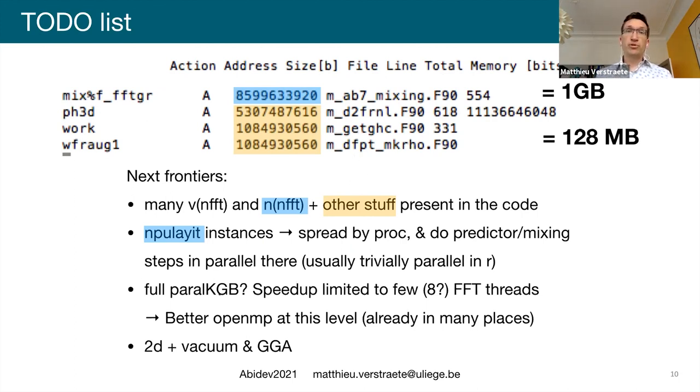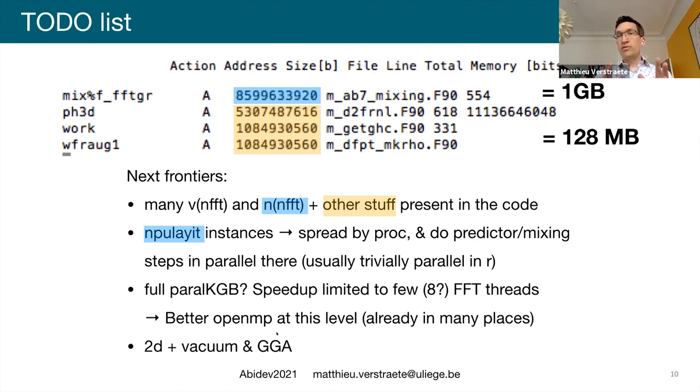So for the future, we could go to full parallel KGB. This would be a limited speed up, but it would be a further reduction of the memory. Or we can go for the OpenMP generalization. That's my personal favorite.